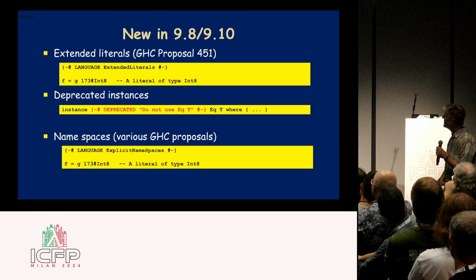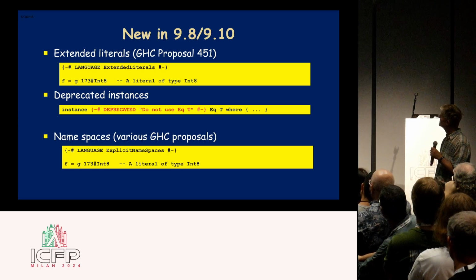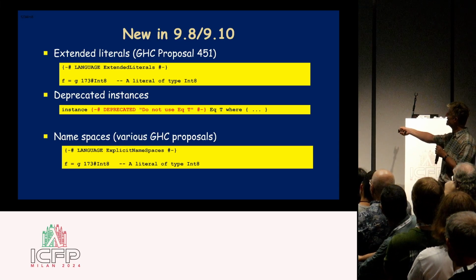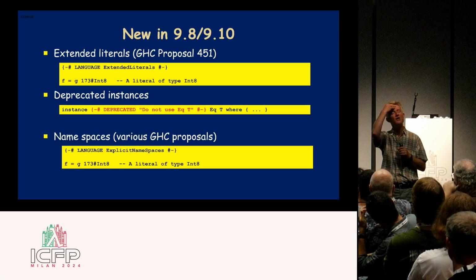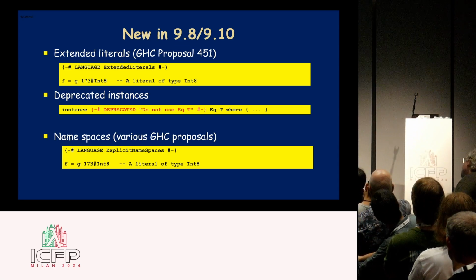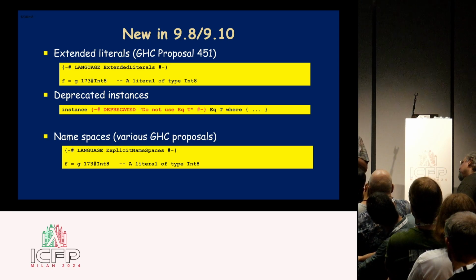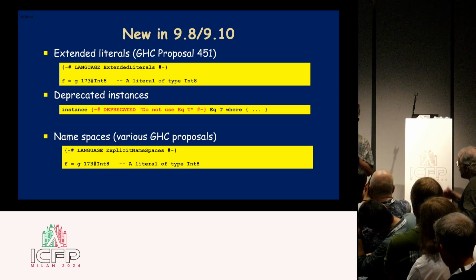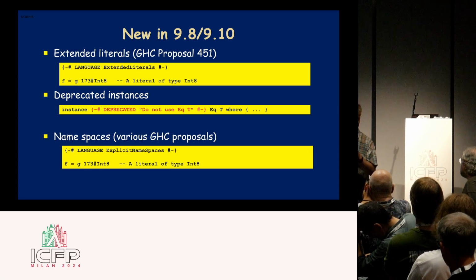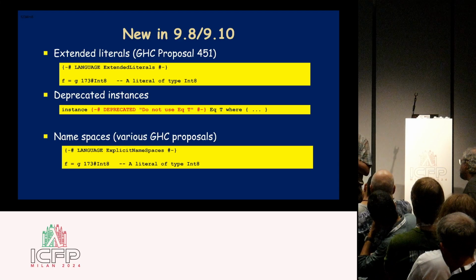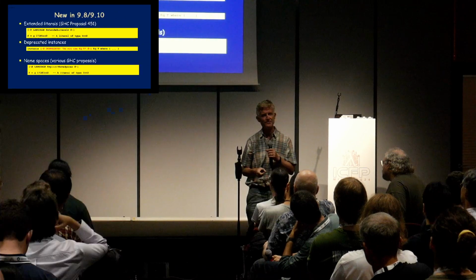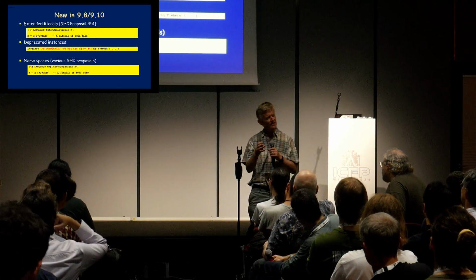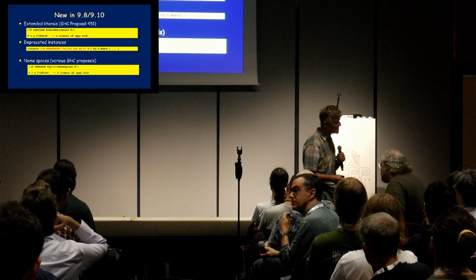The namespace stuff is about when you declare the fixity of a symbol, you can say infixl 6 plus. But did you mean the plus at the term level or the plus at the type level? Or if it's capital K, did you mean the type constructor K or the term constructor K? For a long time, it just meant both. Now you can say infixl 6 type K or infixl 6 data K. And similarly, when you're deprecating things, you can say whether you're deprecating the type version or the term version.